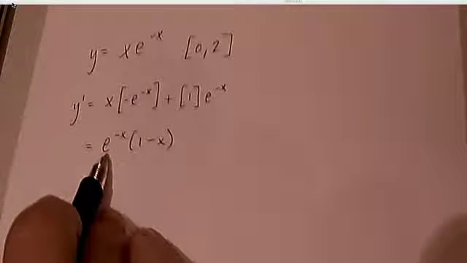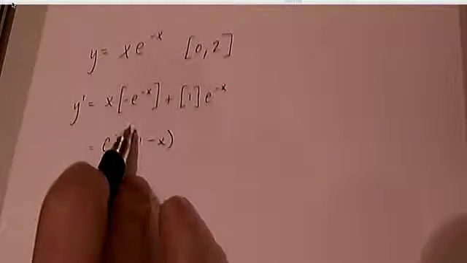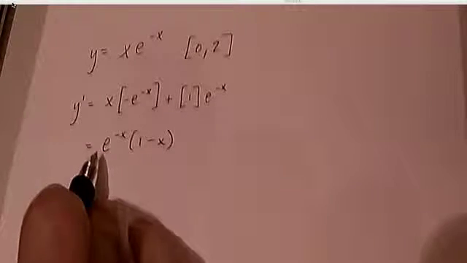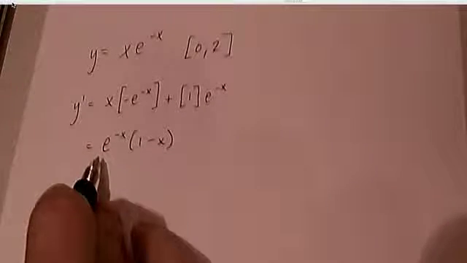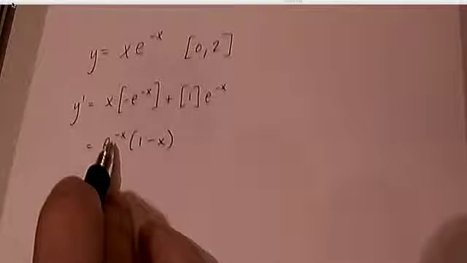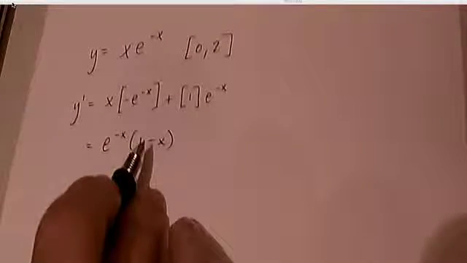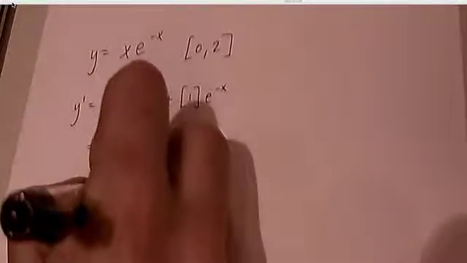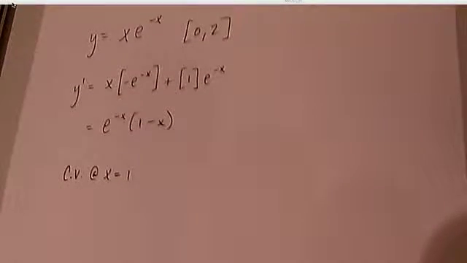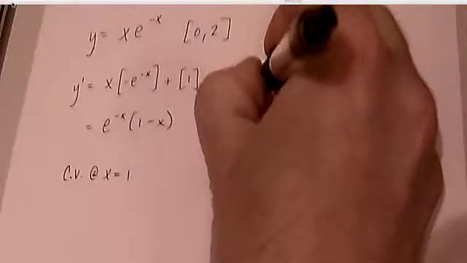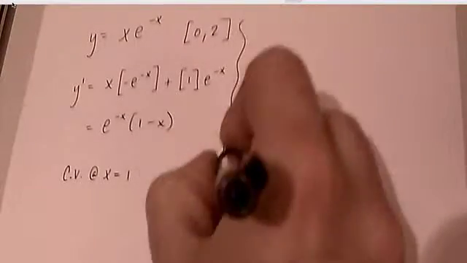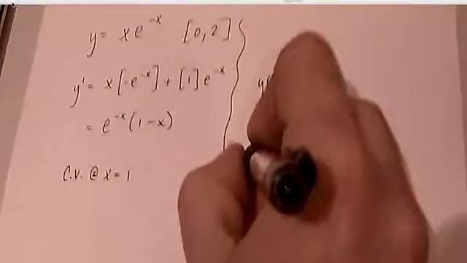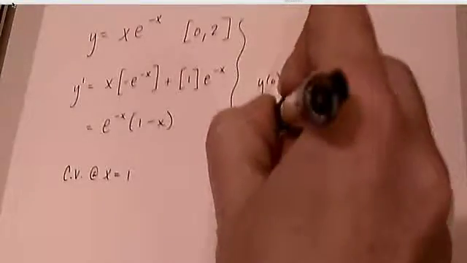I know that this is never going to be 0. It's exponential, right? There's no way to make that 0. It's always positive, because the only thing the negative exponent does, remember, is just flip things over. This, however, can be 0, and I know I get a critical value at x is equal to 1. Okay, so I basically just need to evaluate y of 0, y of 1, and y of 2.